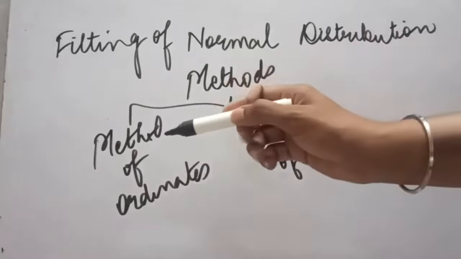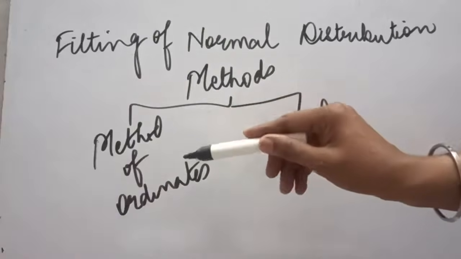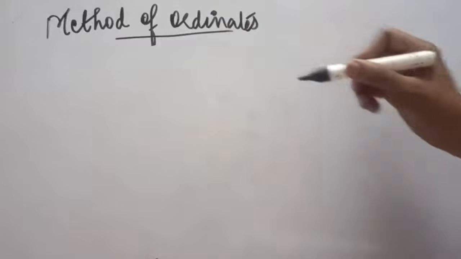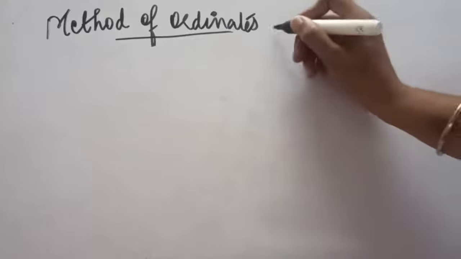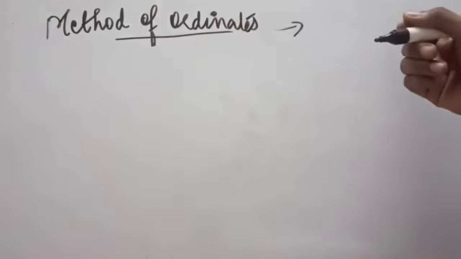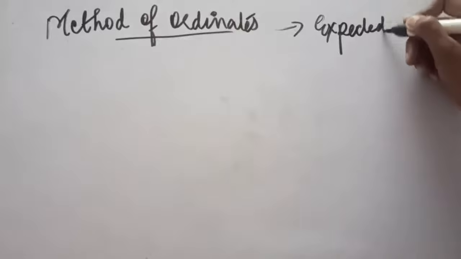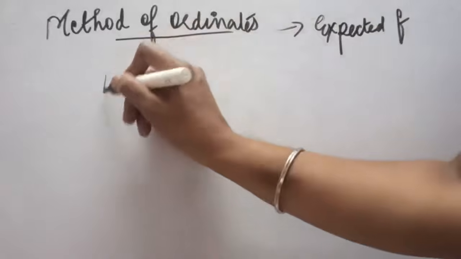Now in this method, the frequencies are represented on the ordinate. So for fitting a normal distribution curve, the ordinates at various standard deviation distances from means are obtained and then the data is fitted. Now in the method of ordinates, we will go with a sequence. We will follow a series of steps and then we will calculate the expected frequency. As you have seen in case of binomial distribution, Poisson distribution, we calculate expected frequencies. So here also we will go with the expected frequencies. So a series of steps will be there.